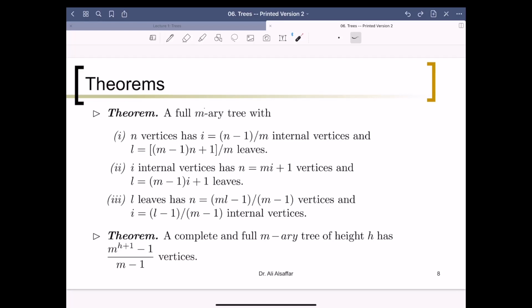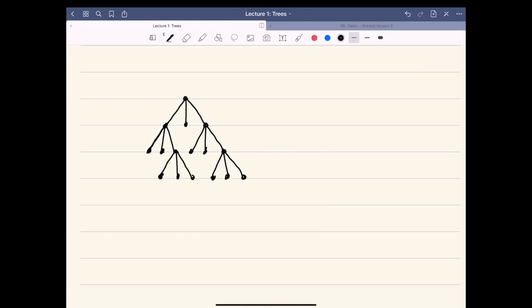And if you know m and you know the number of leaves, then you can find the number of vertices using this equation, and the number of internal vertices using this equation. We will show you that you need to remember only 2 equations that give a relationship between these 4 parameters. From these 2 equations, you can deduce all of these equations. Let us find these 2 equations first, and then we will come back to show you how to find these other equations. Consider the following full 3-ary tree.